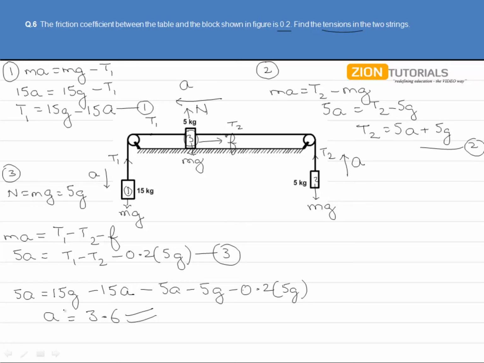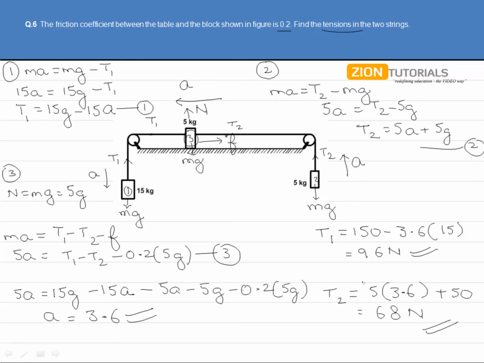Now, let us put this value of a in equation number 1 in order to get tension 1, which comes out to be 150 minus 3.6 into 15, that is 96 newtons. And putting this value of a in equation number 2 to get the value of tension 2, that is 5 into 3.6 plus 15, which gives us the value of tension 2 to be 68 newtons. So these are the values of the tension forces that have been asked in the question, that is 96 newtons and 68 newtons.